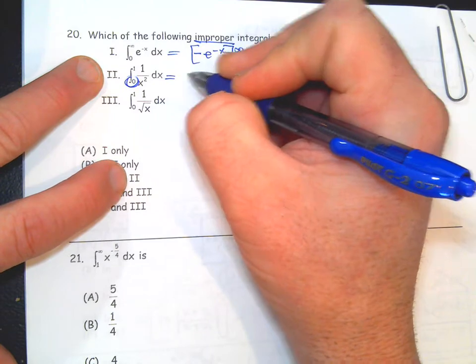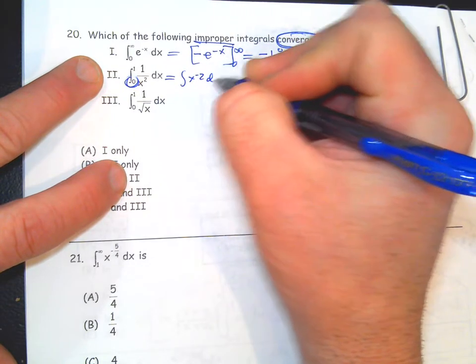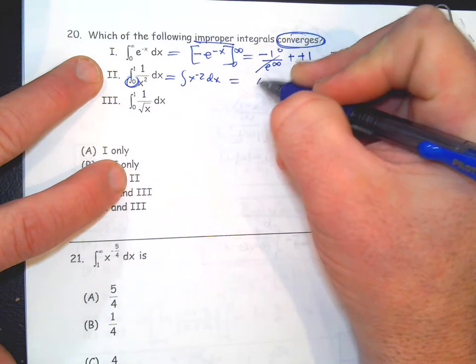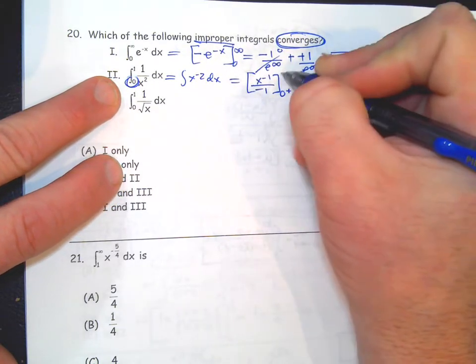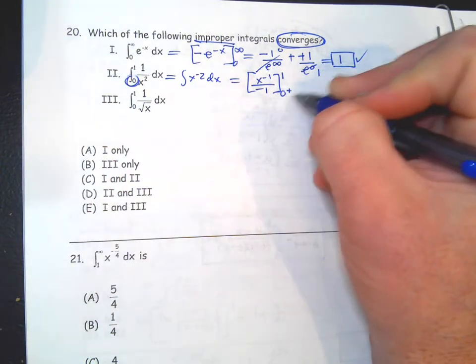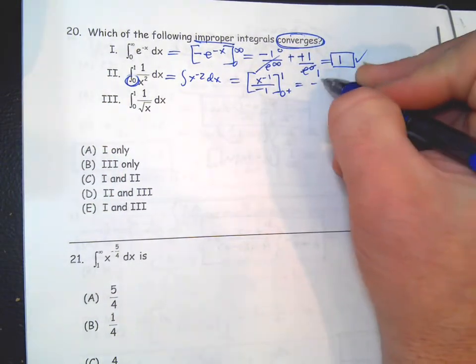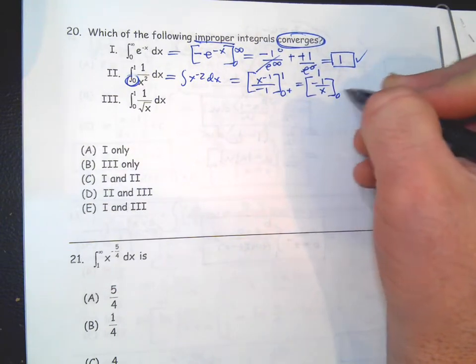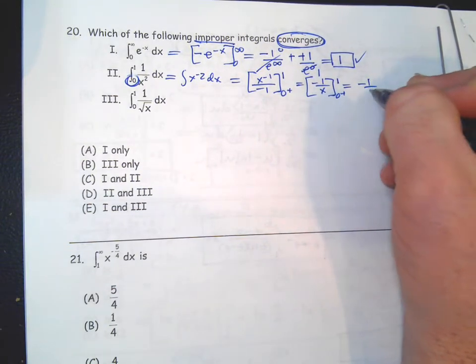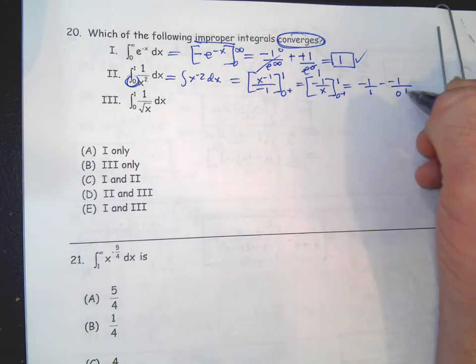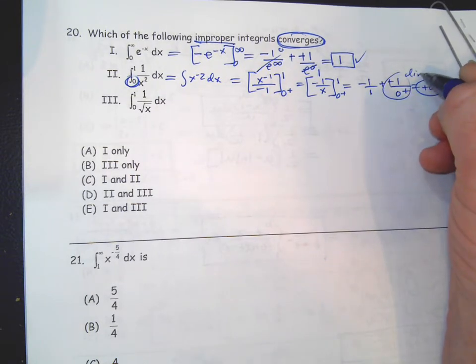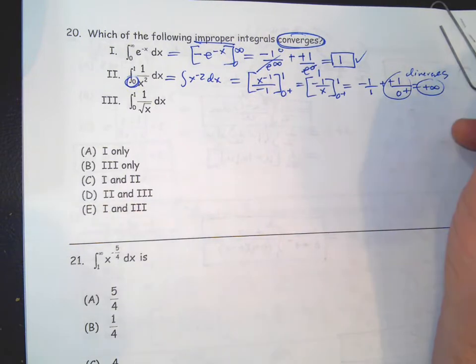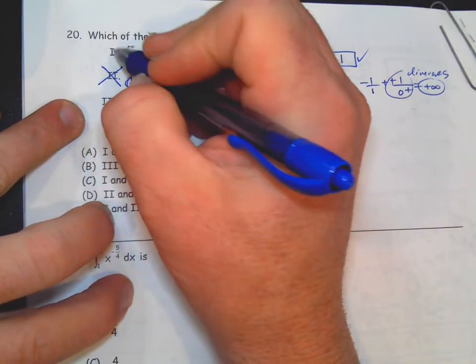This one right here, the issue is this right here. So if I'm going to be lazy, I'm going to show a little bit more. We've got to approach 0 from the right side. This is a lazy approach, but at least it shows you that it's a one-sided limit. So when we get negative 1 over 1 minus negative 1 over 0 plus, this is going to blow up. This is going to go to positive infinity. So this one diverges. That one's out. This one's in.